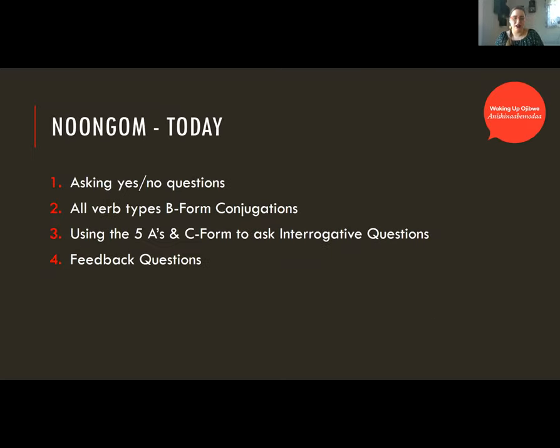So today we're going to talk a little bit about asking yes or no questions, so very basic questions that just expect a yes or no answer. We're going to go into all of the verb types with be form conjugations, abbreviated versions, because we don't have time for all of them and I don't want to overwhelm anyone who's just starting. Then we're going to use the 5 A's instead of the 5 W's and see form to ask interrogative questions. And then we're going to do our feedback form.